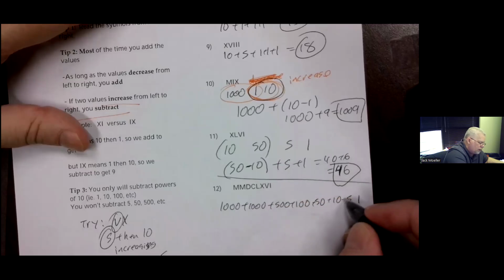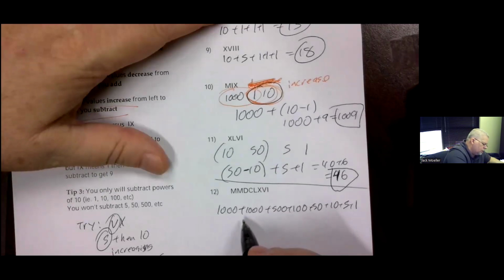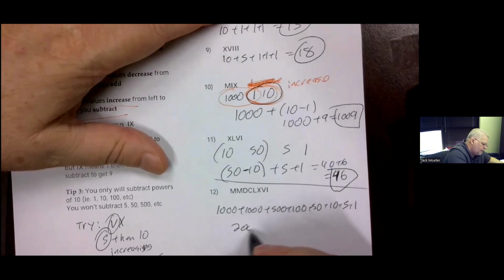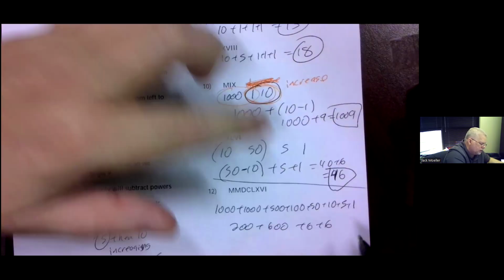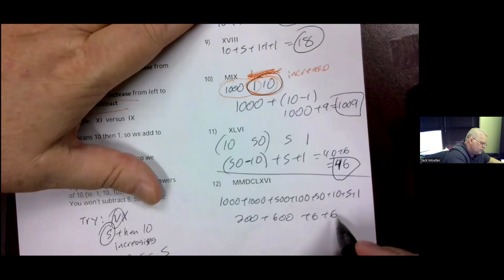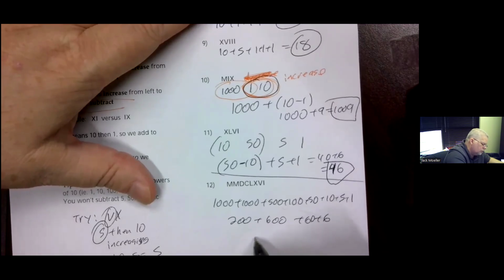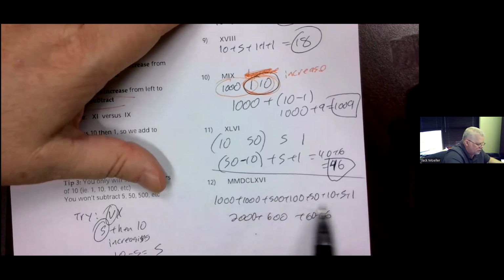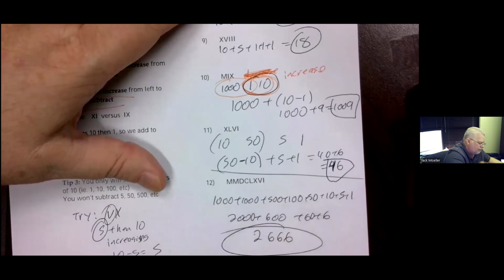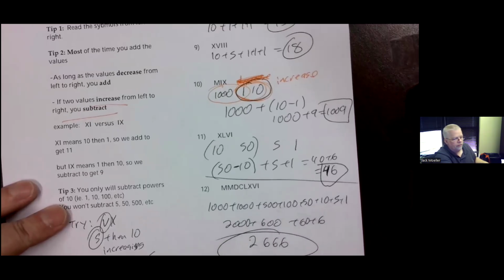And notice I don't put my answer track in until after I get the digits because I want to figure out how to subtract first. So that would be 2,000 plus 600 plus 60 plus 6. Yes, I could have used a calculator, but 2,000 plus 600 plus 60 plus 6. So that would be 2,666. No subtraction needed because we were decreasing or staying the same the entire time from left to right.